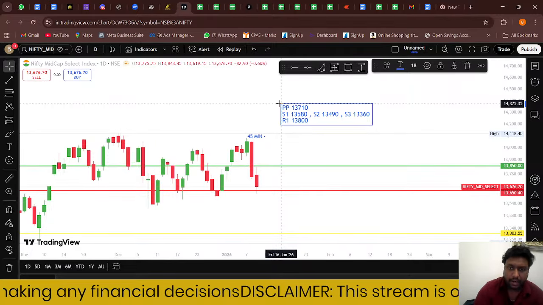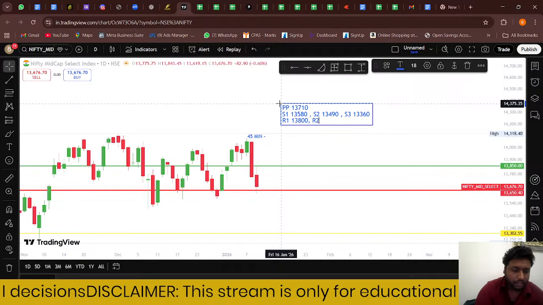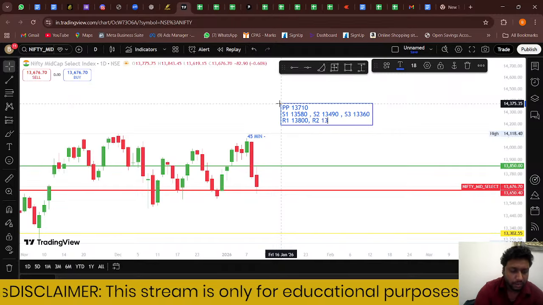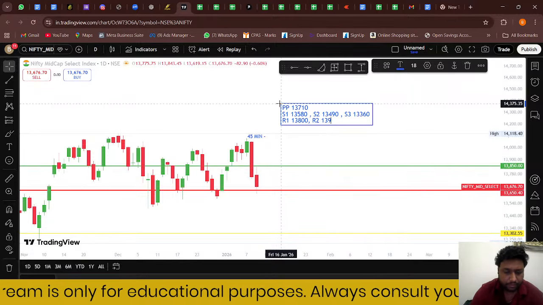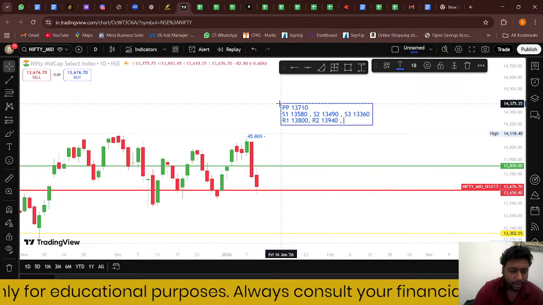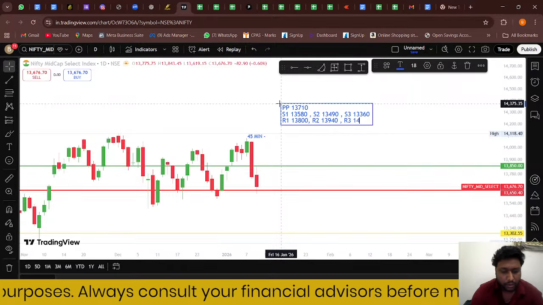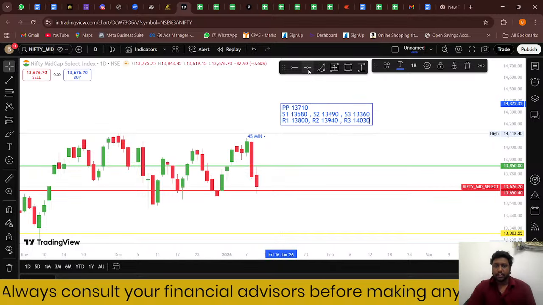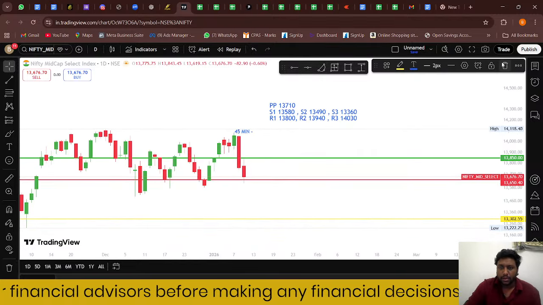We will be marking 806 it is, but we'll keep it as 800 only. And resistance 2 is at 13,940, and resistance 3 at 14,030. So these are the three levels with respect to our mid cap select.